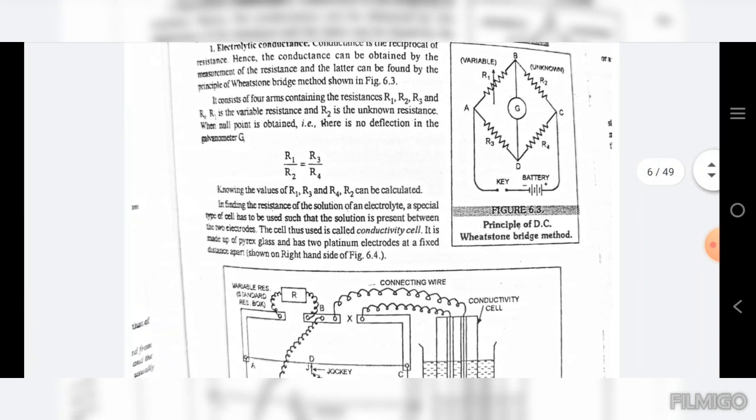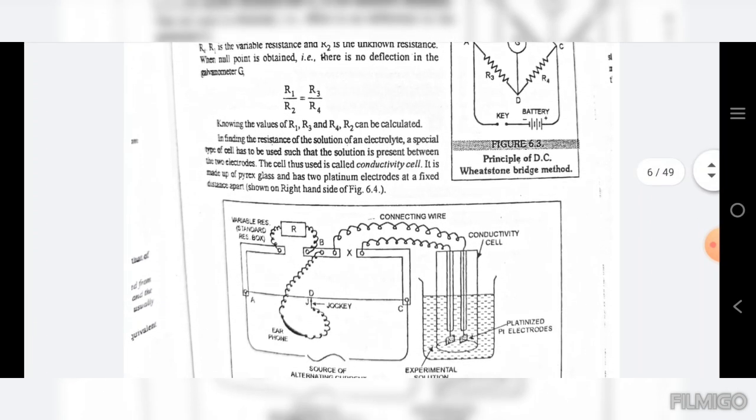It consists of 4 arms containing the resistances R1, R2, R3 and R4, where R1 is the variable resistance and R2 is the unknown resistance, where the null point is obtained, that is, there is no deflection in the galvanometer G. Knowing the values of R1, R3 and R4, R2 can be calculated.